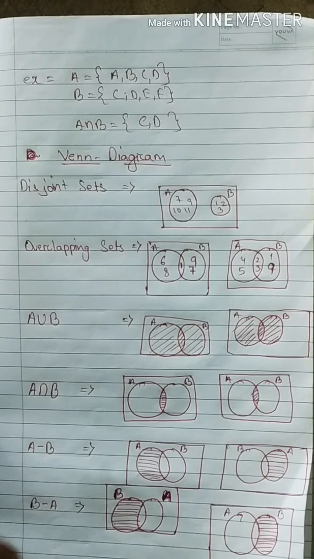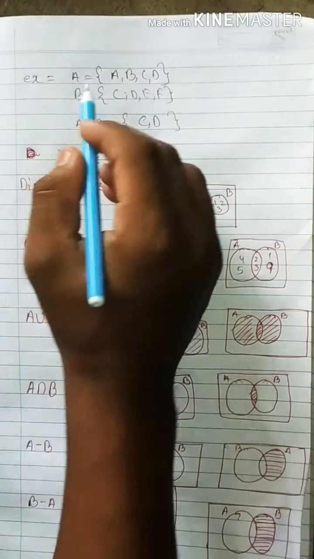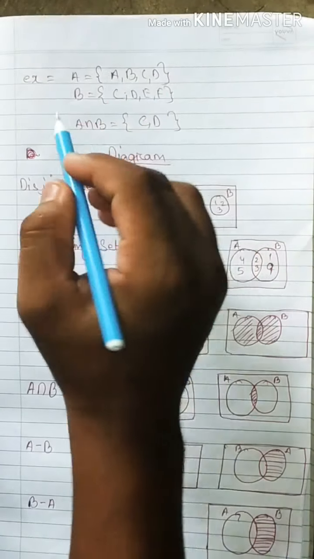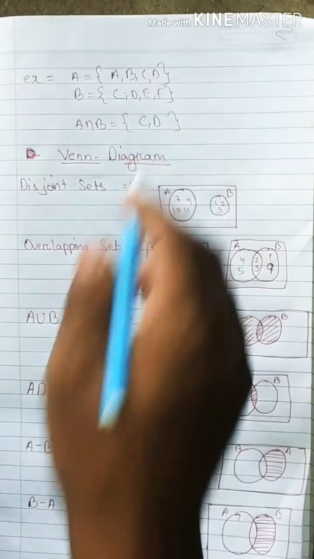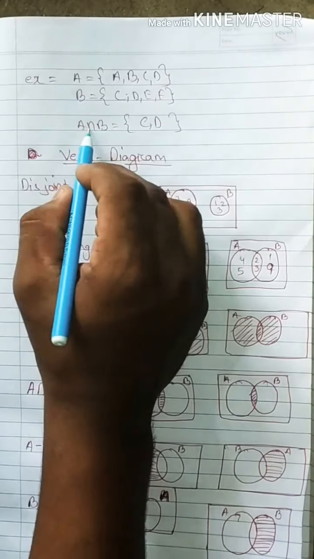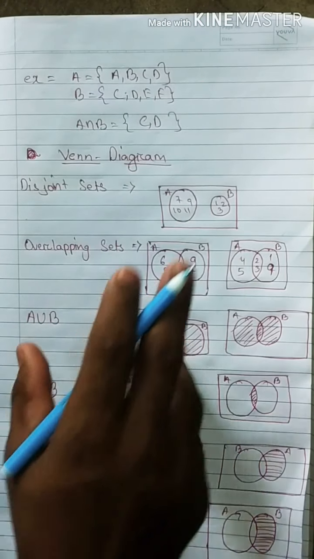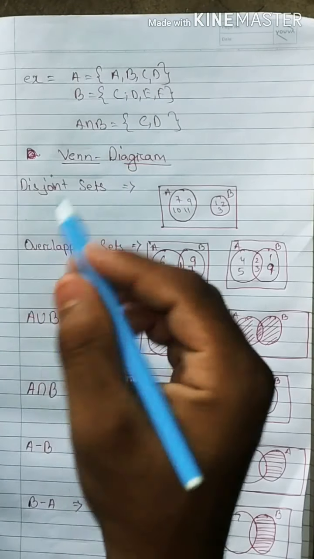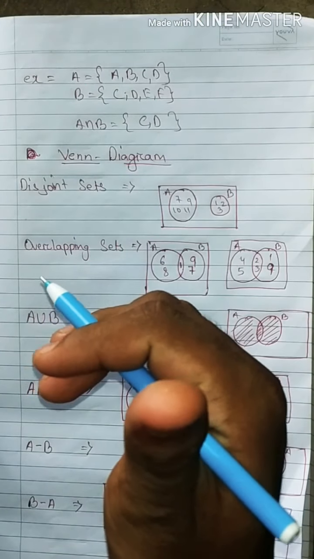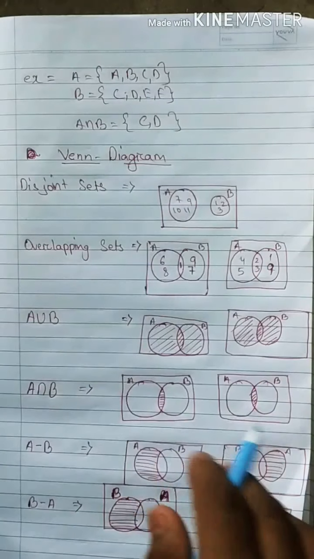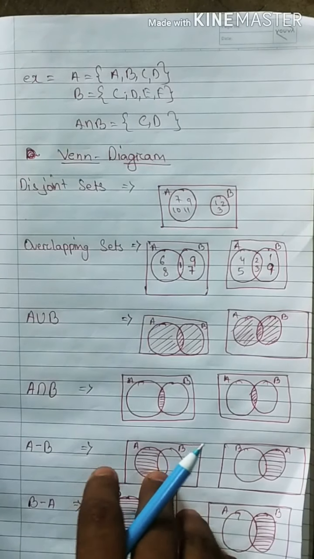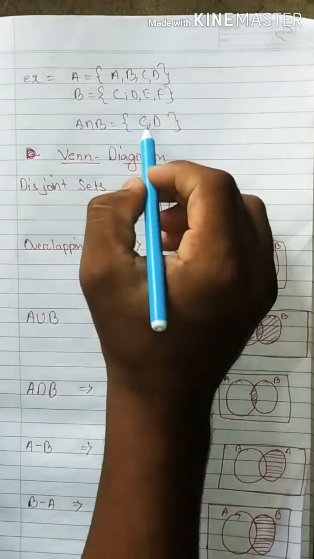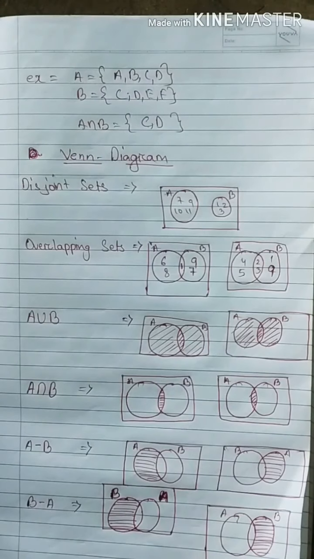Now I am giving you a second example. A is equal to A B C D, B is equal to C D E F. A intersection B. Before I tell you, you are thinking, yes, what you are thinking is correct. C and D is the answer.